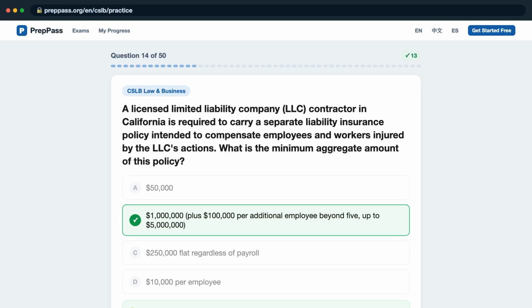7071.19, referenced in Section 7065.1 licensing rules for LLCs, an LLC contractor must maintain liability insurance with an aggregate of at least $1 million for licensees with 5 or fewer staff, plus $100,000 per additional employee, up to a $5 million cap. This is in addition to the LLC's $100,000 employee/worker bond.